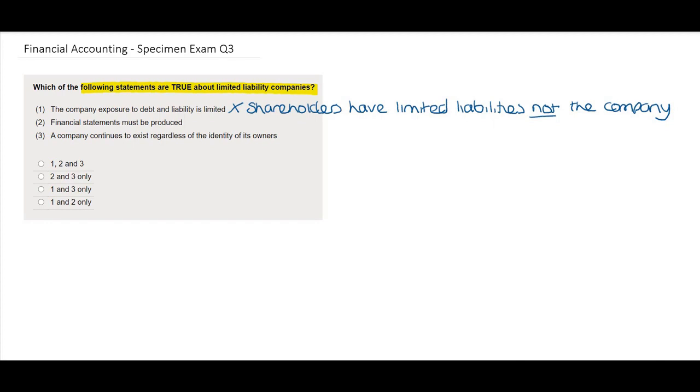The second statement is that the financial statements must be produced. This is true. There is a statutory obligation for all companies to produce financial statements for their users. In addition to this, these financial statements should also be audited. The third statement is that a company continues to exist regardless of the identity of its owners. Again, this is true. This refers to the separate entity principle, and a limited company is incorporated so that it is a separate legal entity to its owners.